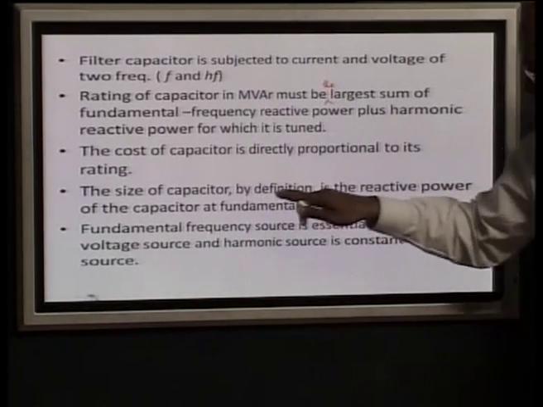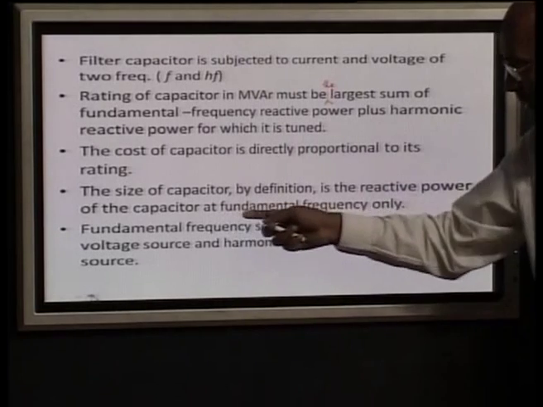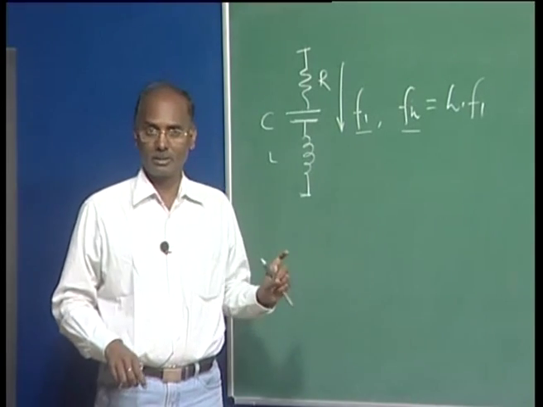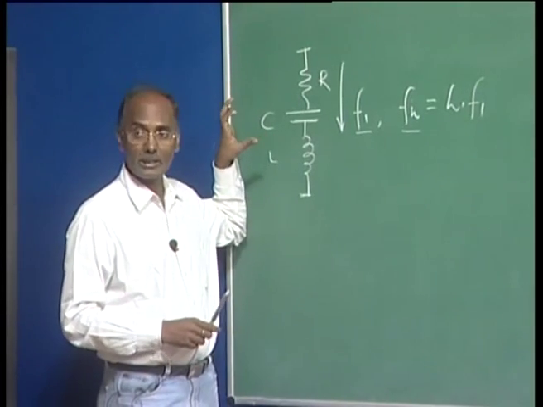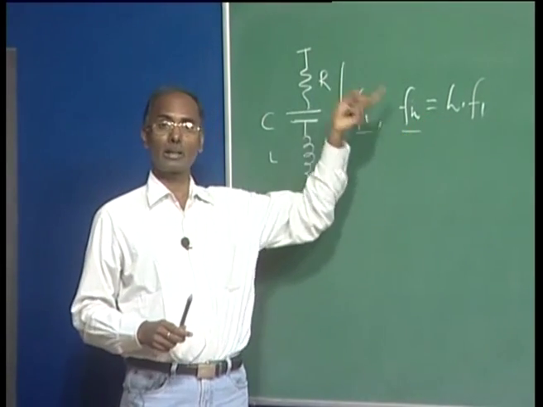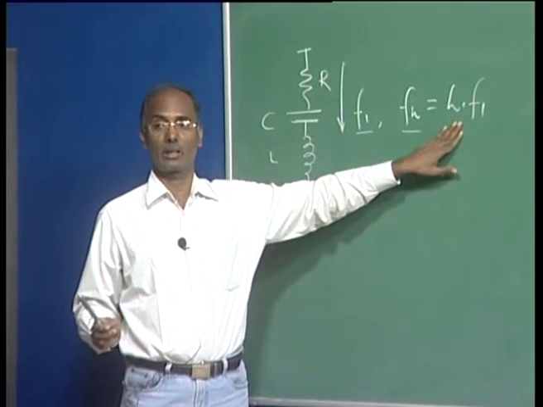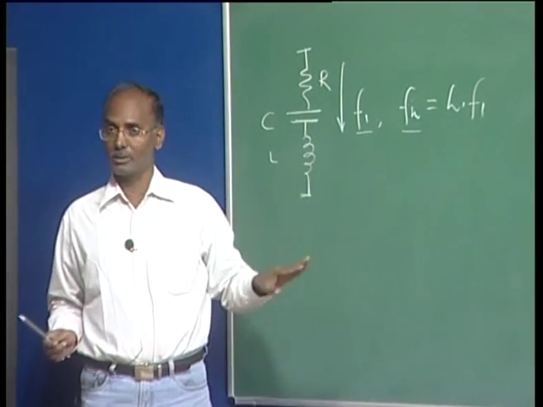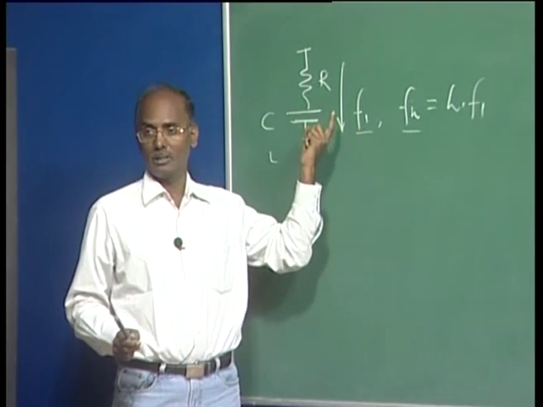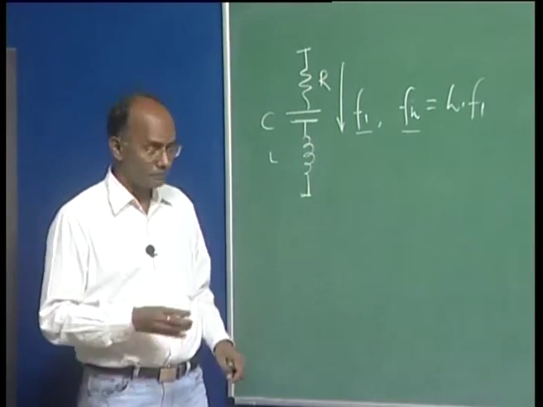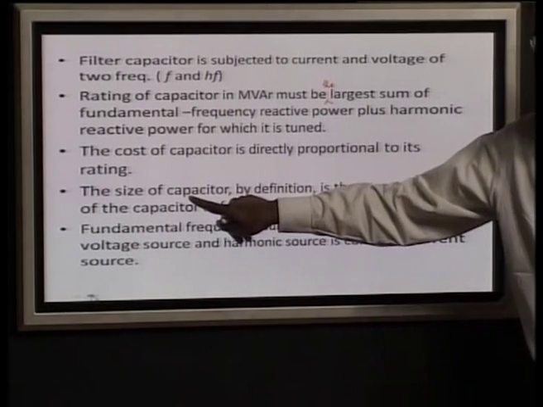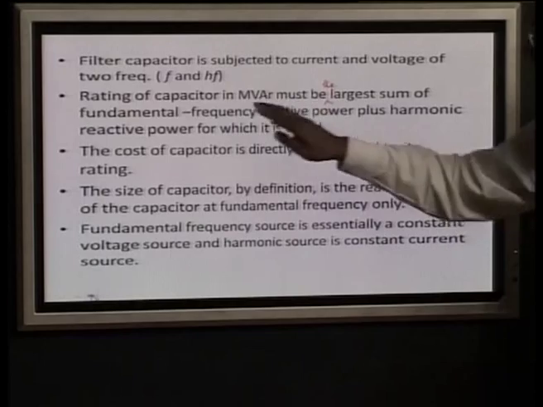The size of the capacitor by definition is the reactive power of the capacitor at the fundamental component. What we do is, we say it is a 10 MVAR capacitor, meaning how much reactive power it is giving at the fundamental component. We never count the other frequency here, because this filter should also provide reactive power support at the fundamental frequency. So the size is defined as S in that expression, taking only the fundamental component in terms of size of the capacitor. However, the rating is the two components added together.